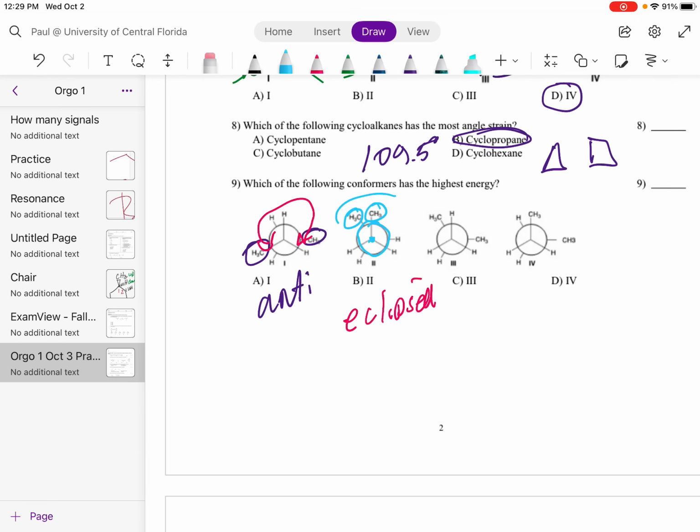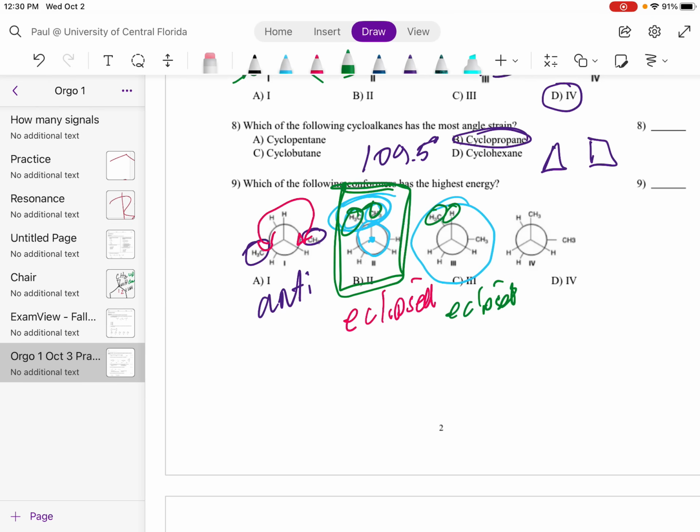And then what's the relationship between those two largest groups? Those would be eclipsed. Okay, this right here, we're not really comparing the same structure. What we could say though, what's the relationship between that guy and that guy? Those are eclipsed. But between these two eclipsed, which one would be higher in energy? It would have to be this guy, because you have two larger groups that are eclipsed versus a large group and a small group.